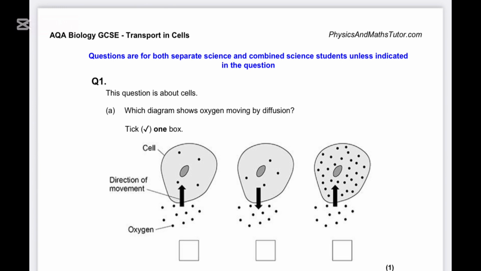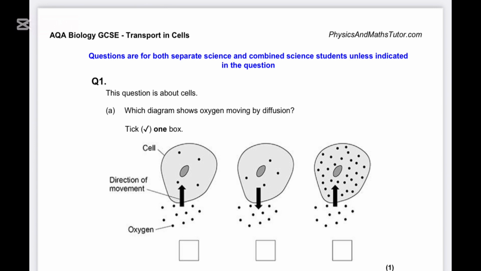In cell A, oxygen is higher outside the cell and diffuses into the cell, which has lower oxygen. In cell B, oxygen is lower inside the cell and diffuses outside the cell, which has higher oxygen. And that of C, oxygen is higher inside the cell and lesser outside, which simply means it's moving from inside the cell to outside the cell.